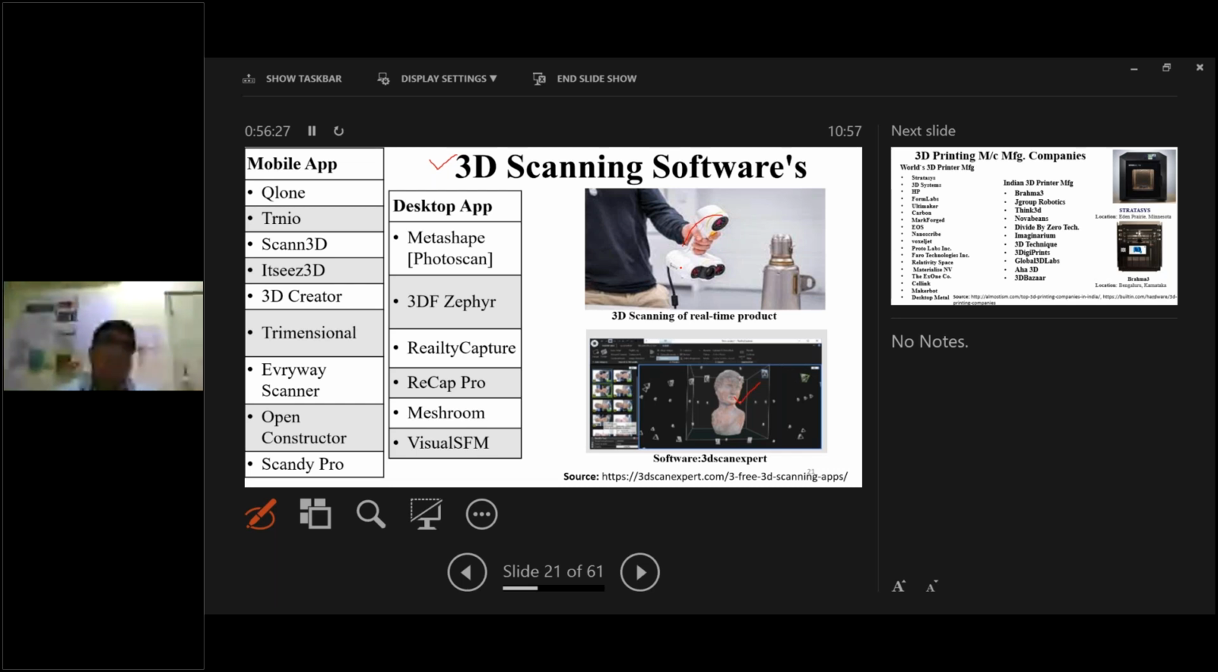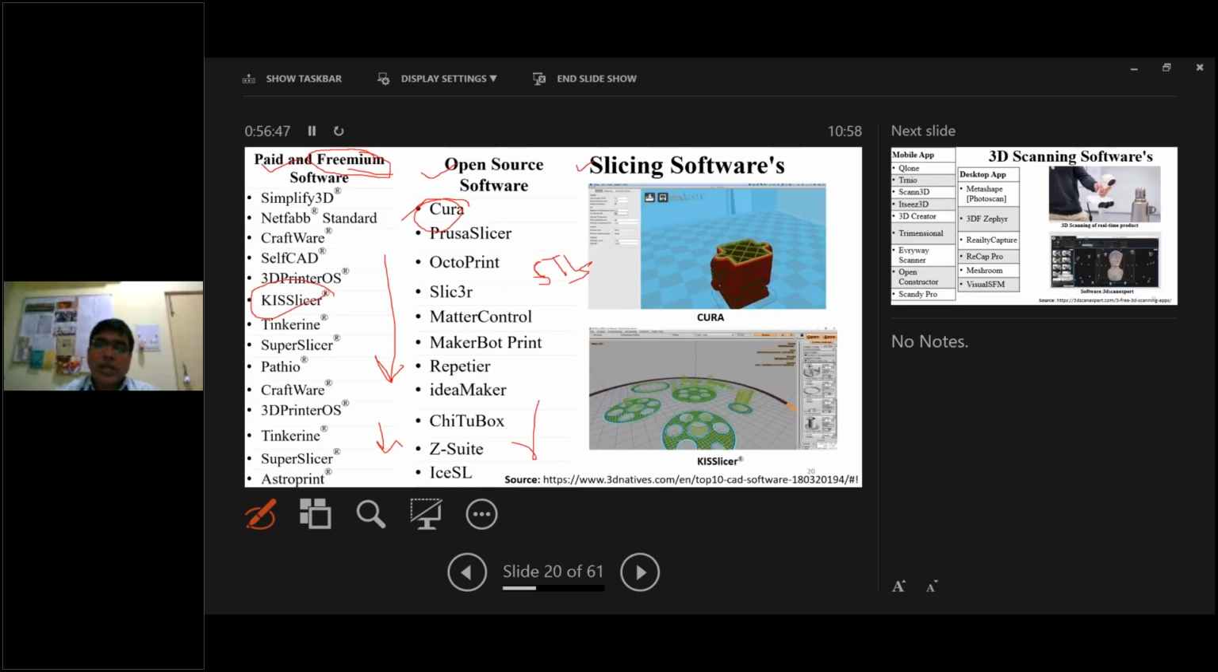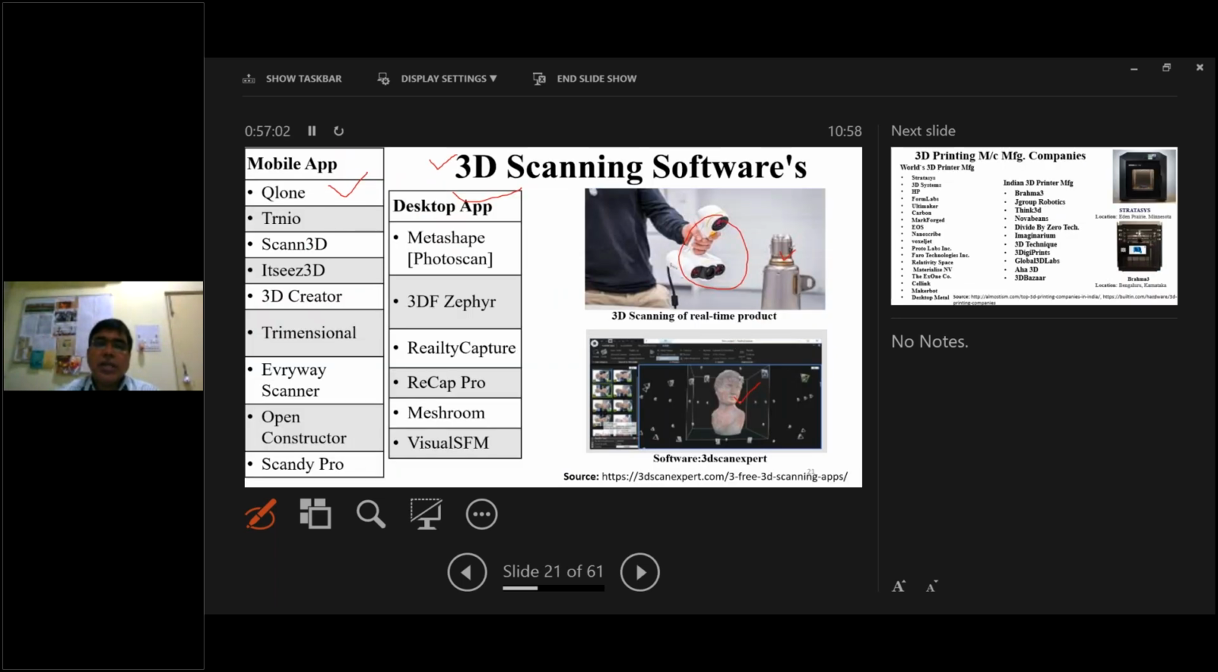There could be mobile app based, or they could be computer based, desktop application based. Whatever scanner you are buying, usually you'll get to buy a software or use a free one. Okay, this data can be extensively used in the models. So you can very quickly scan, convert to CAD, do a little bit of formatting, and then slice and print it. So lots of software skills are needed.